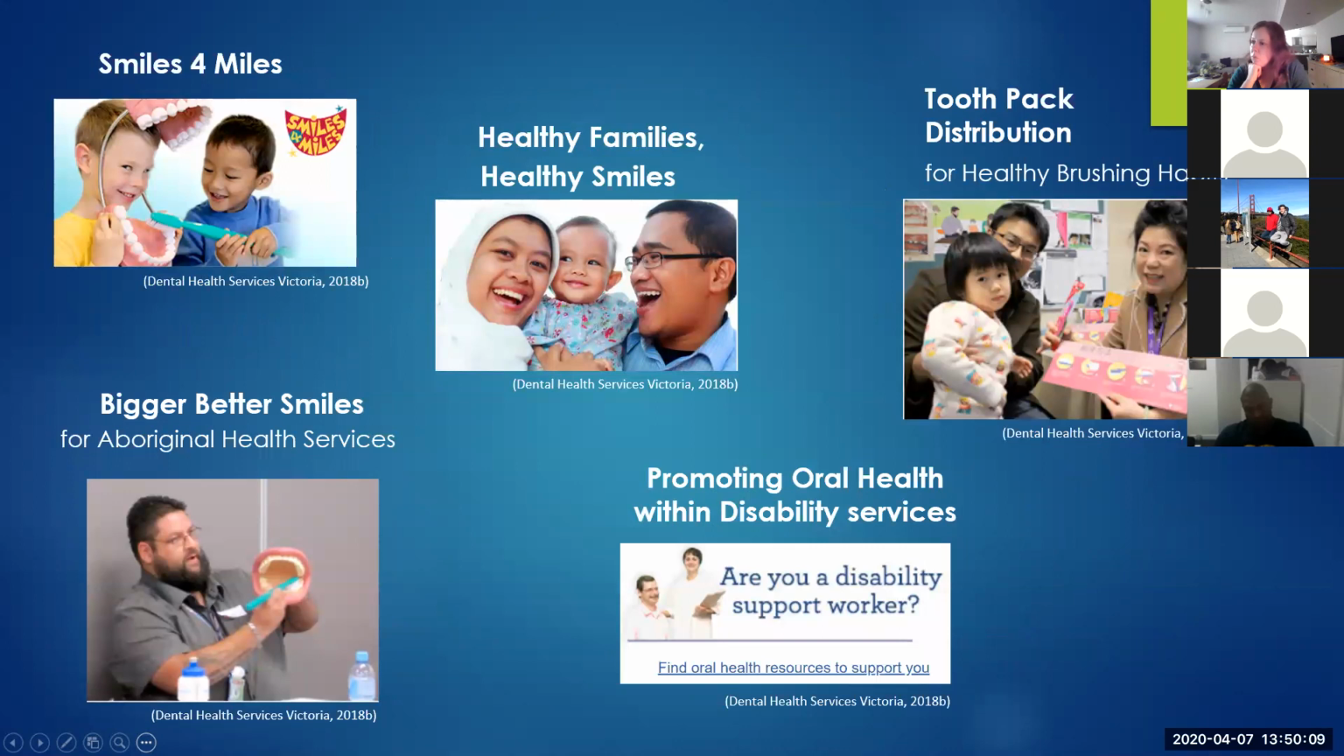The Smiles for Miles is a program that helps to teach young children good oral health care and oral health practices. Bigger Better Smiles is for Aboriginal health service providers, and it teaches them oral health so that they can then pass that on to the Aboriginal people that they deal with. Healthy Families and Healthy Smiles is a program that is also targeted at young children and pregnant women. Tooth pack distribution resulted in about 12,000 packs distributed to various families across Victoria, and also promoting oral health within disability services.